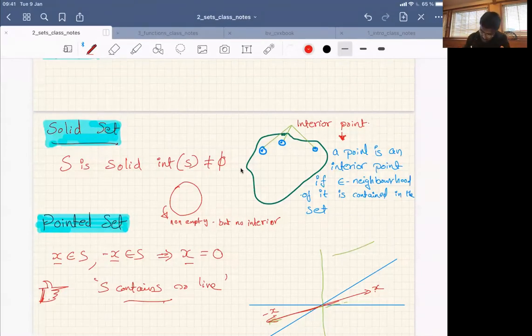But if you add a point here, just one point, that will make it solid, right? Now it has non-empty interior. But it would not be convex. Yes, of course, I'm just talking about what a solid set is.